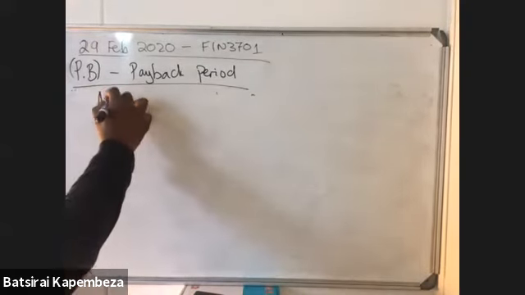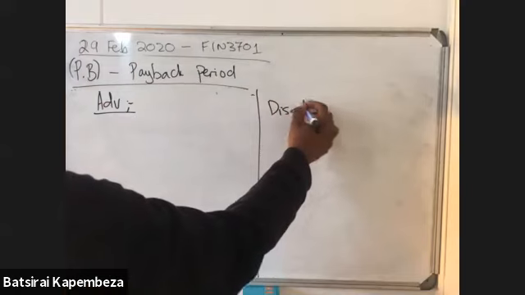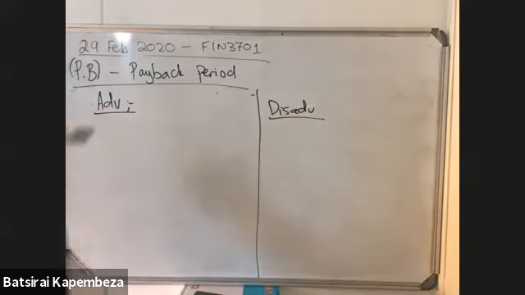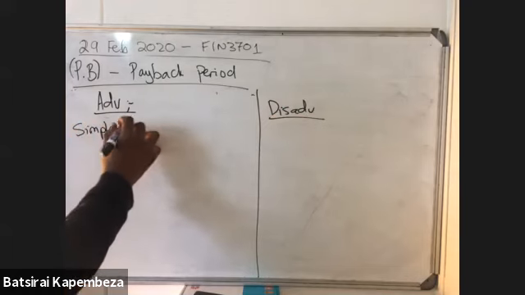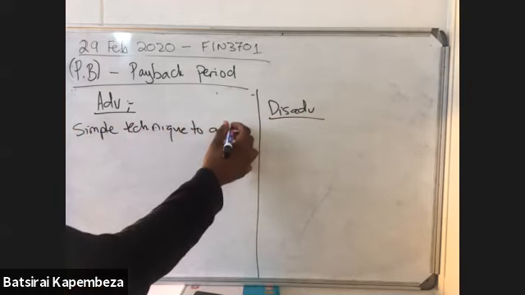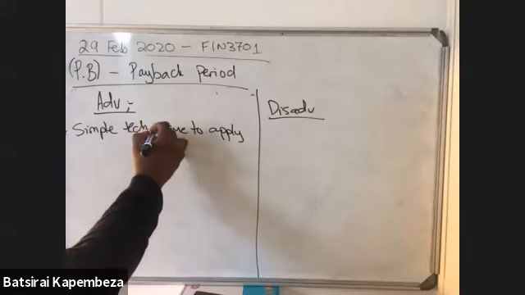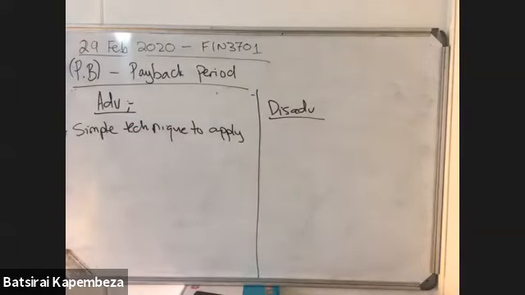The advantages, and there's just one major disadvantage. The textbook also talks about this. The first advantage is that it's a simple technique to apply. It's really simple to just do some calculations to see when your money will be required. And it's also simple to communicate to people. It's really simple to use. It doesn't involve too many complications.